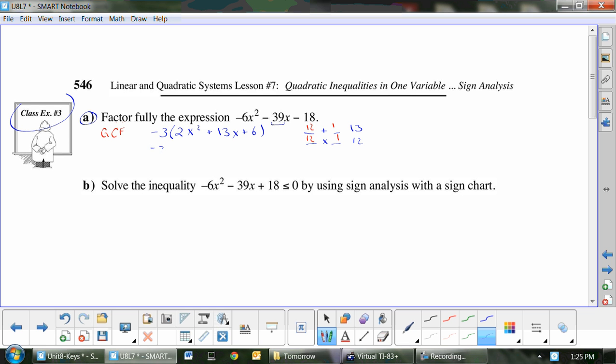Okay, so we get 2x squared plus 12x plus 1x plus 6. And so we still have to do our grouping and stuff, so we know that the term we have in our first two is 2x. So we get x plus 6, and we get a 1, leaving us with an x plus 6. So our final factored form is -3 multiplied by 2x plus 1 multiplied by x plus 6. Okay?